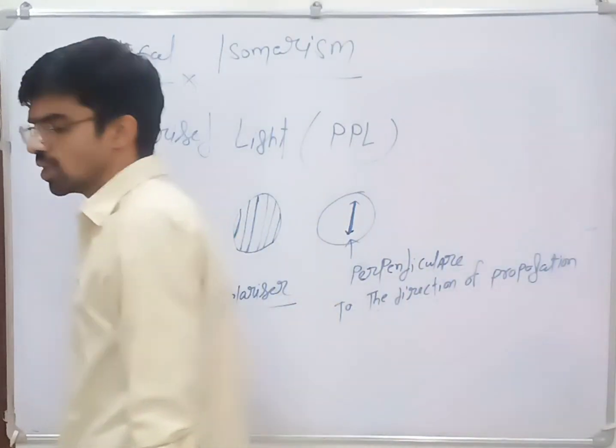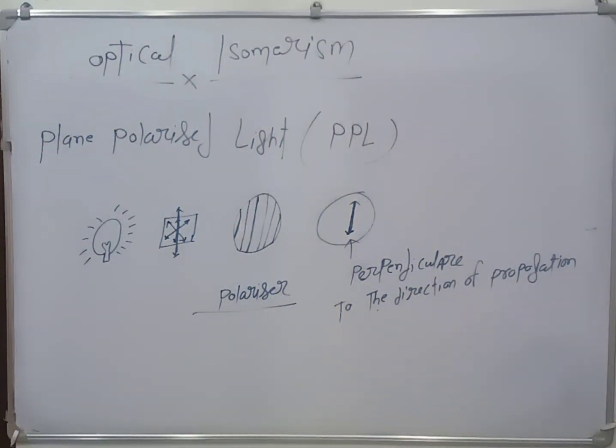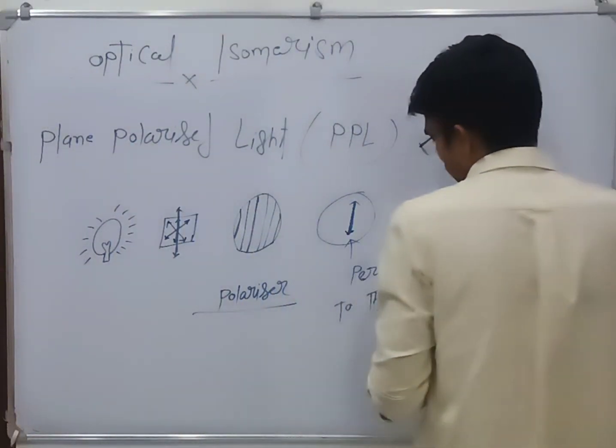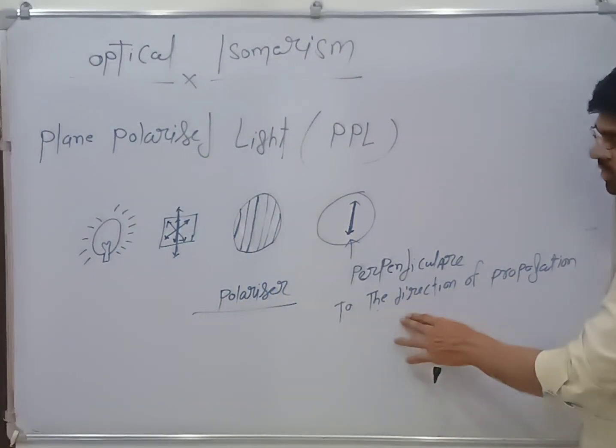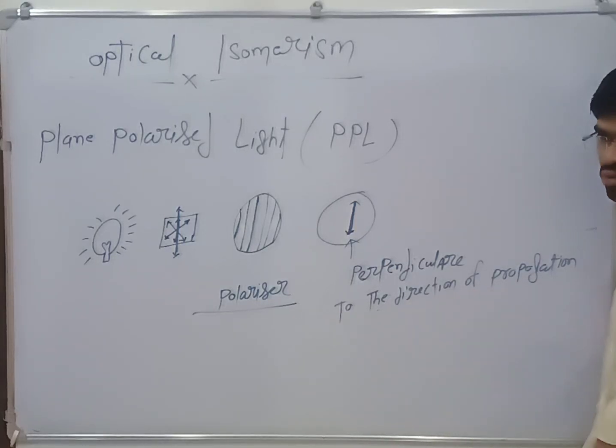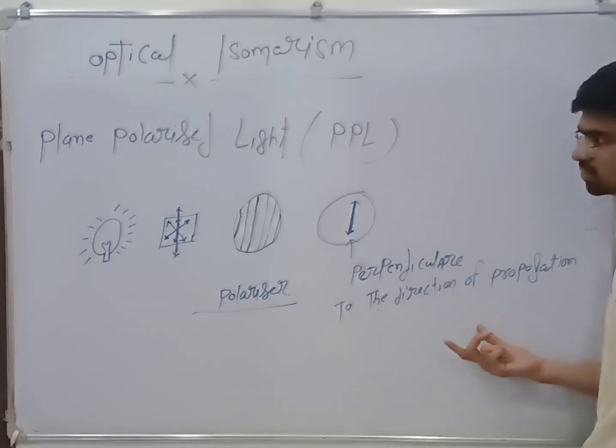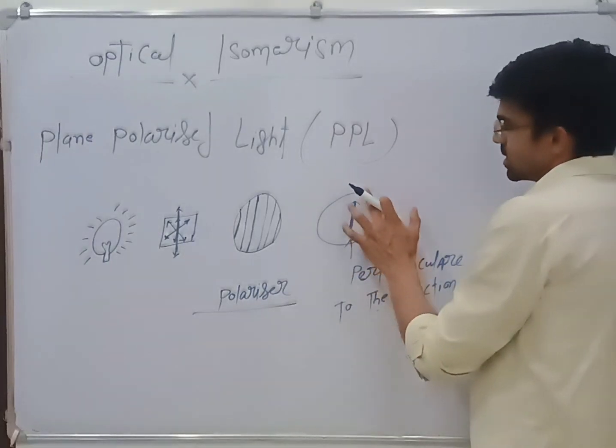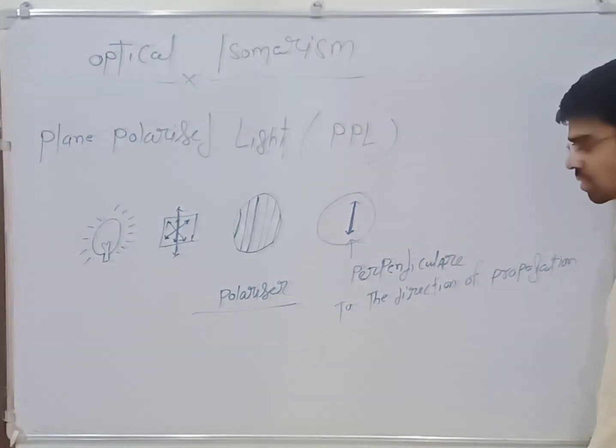So whenever we put a polarizer or nickel prism in the path of light, that polarizer will block the light in all directions and allow only one direction of light to pass through it, and that one direction light is called plane polarized light. That plane polarized light is perpendicular to the direction of propagation, or you can say perpendicular to the plane of propagation.